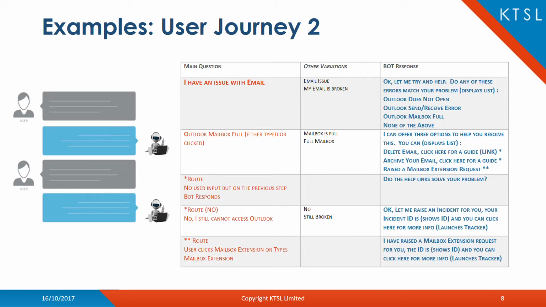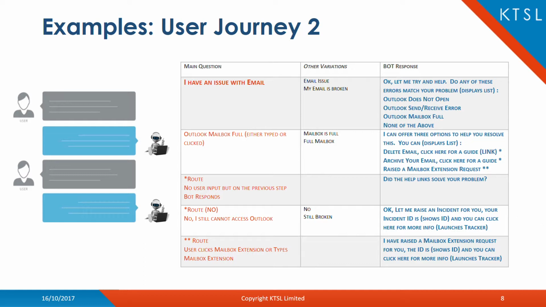Another example of that user journey: I have an issue with email. So I have an email issue or my email is broken. Again, it can respond with, okay, let me try and help. Do you have any of these errors which match your problem? And can display a list. And it's pulling those error messages from your knowledge management system. So Outlook does not open, Outlook send and receive error, Outlook mailbox full, or none of the above.